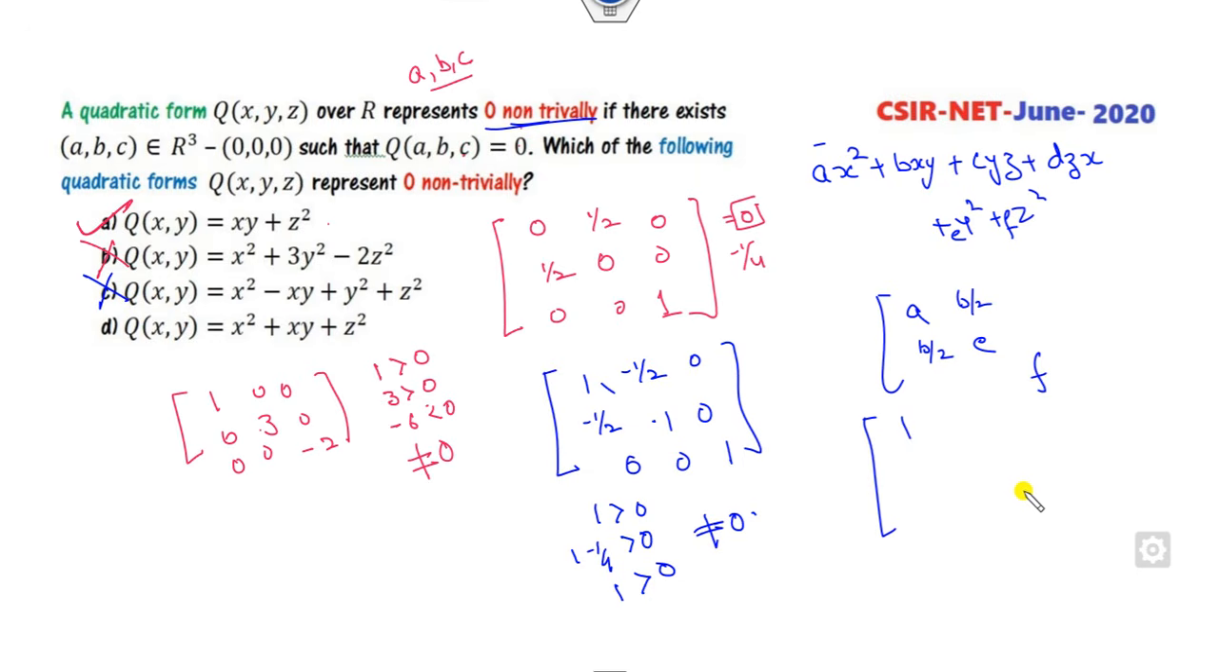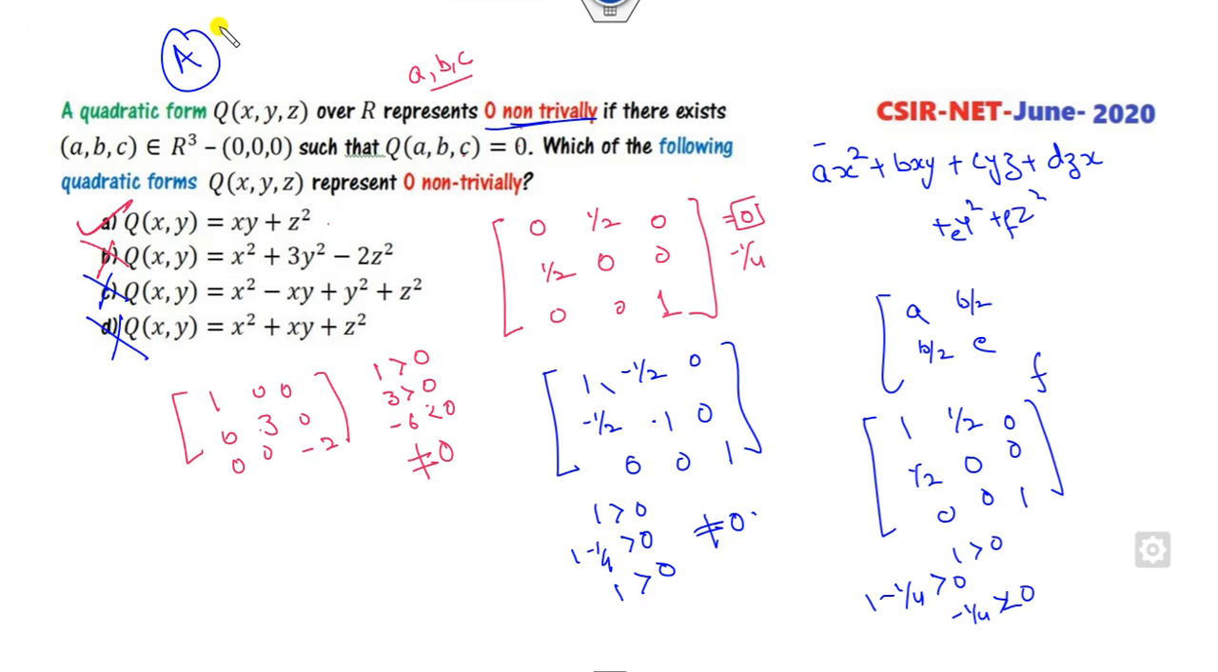Look at the last option: 1, 1, 0, half, 0, 0, 0, 0. Clearly it says that 1 is greater than 0, second pair is 1 minus something, greater than 0, third pair is minus 1 by 4, which is less than 0, but it is not 0, so it's cancelled out. The right answer is only A.